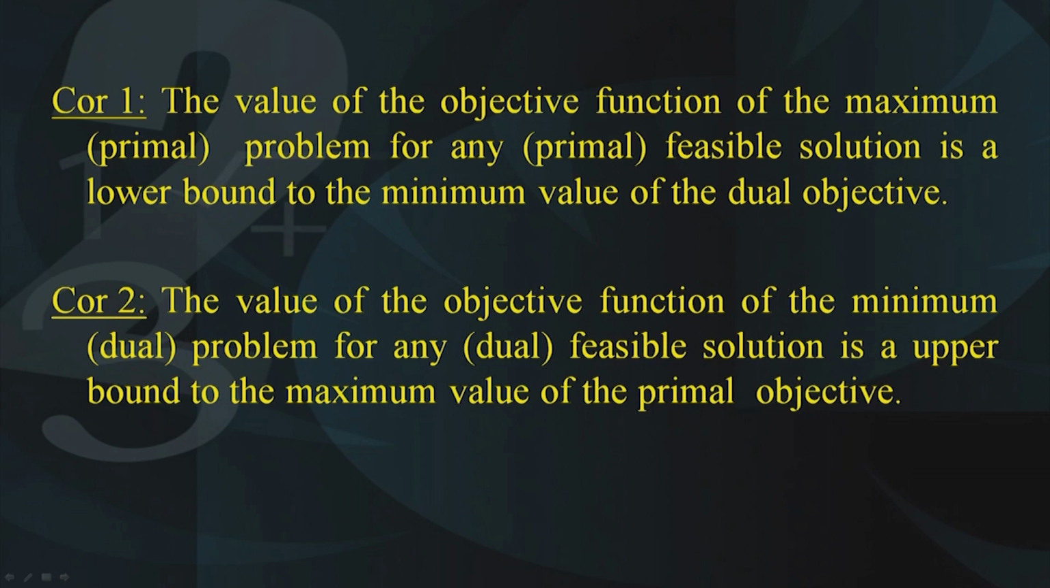Similarly, we can write corollary 2 as follows. The value of the objective function of the minimum dual problem for any dual feasible solution is an upper bound to the maximum value of the primal objective. The idea is that these two corollaries give us a lower and an upper bound for the primal and the dual respectively using the theorem, and they are intuitive and follow directly from the theorem.